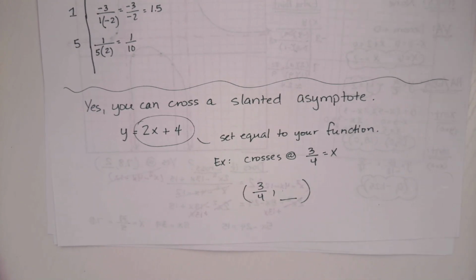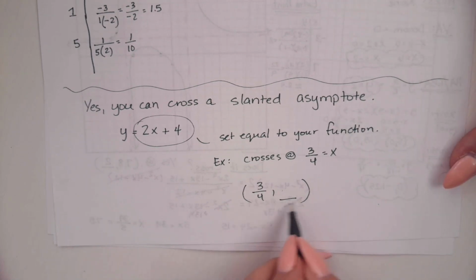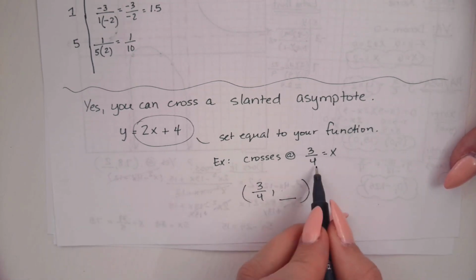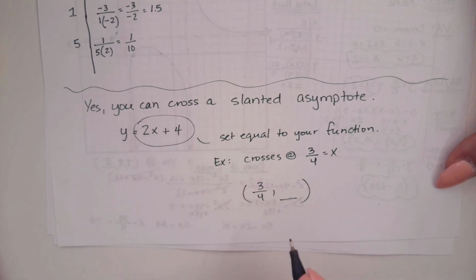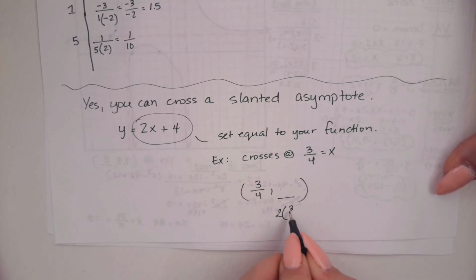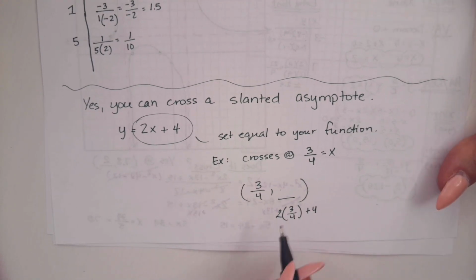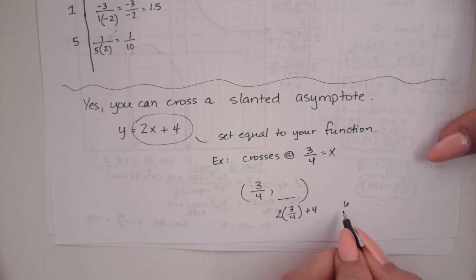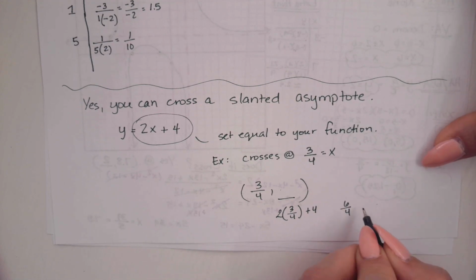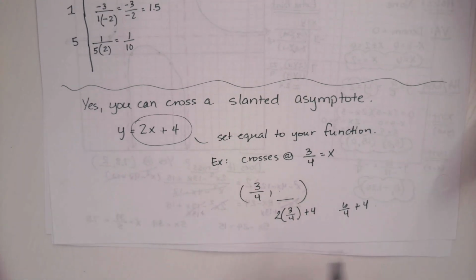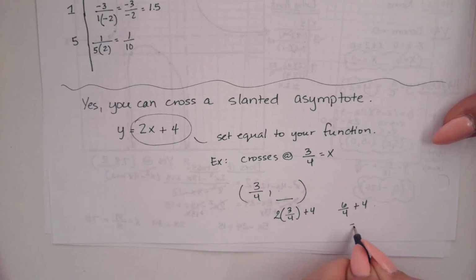Plug it into the linear equation, right? To find this y value, you would have to take whatever x you found and plug it into your linear function. So you'd have to do 2 times 3/4 plus 4, which is 6/4 plus 4, which is 1.5 plus 4, which is 5.5.